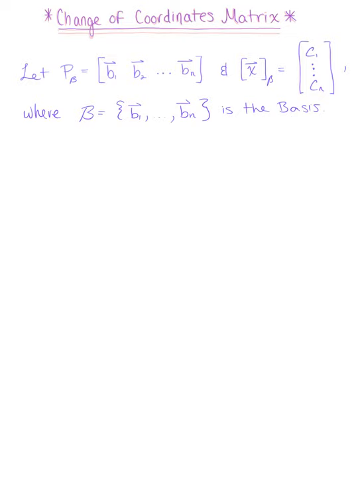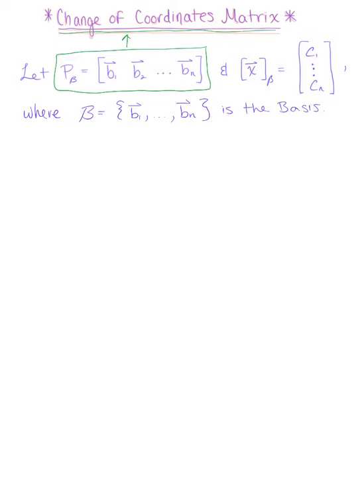So here we're exploring the change of coordinates matrix. We want to let matrix P sub B be defined by the column vectors b sub 1 through b sub n, and we'll let the coordinates of vector x relative to the basis B be the column vector of our coefficients, or our weights. And this, of course, is where B, defined as the set of vectors b sub 1 through b sub n, is the basis. So this matrix here, this P sub B, is what we call the change of coordinates matrix.